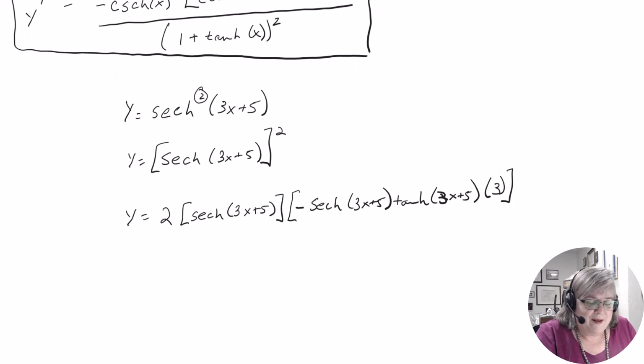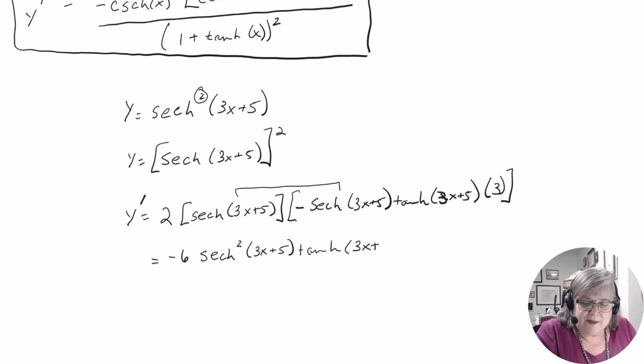Okay? Now what can we do? We can pull the 3 and the negative and the 2 out, and I could also change this to y prime. We would have -6. We would have 2 of these hyperbolic secants, so we'd have hyperbolic secant squared of 3x plus 5 back again. And we've acquired a hyperbolic tangent of 3x plus 5.